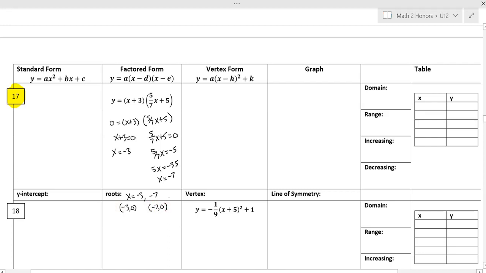So two x-intercepts. If you know your x-intercepts, you can find your line of symmetry by averaging those. So I'll take -3 plus -7, divide that by 2. It's -10 over 2, which is -5. So x equals -5 is my line of symmetry, which means my vertex is going to start at -5 comma something, right?